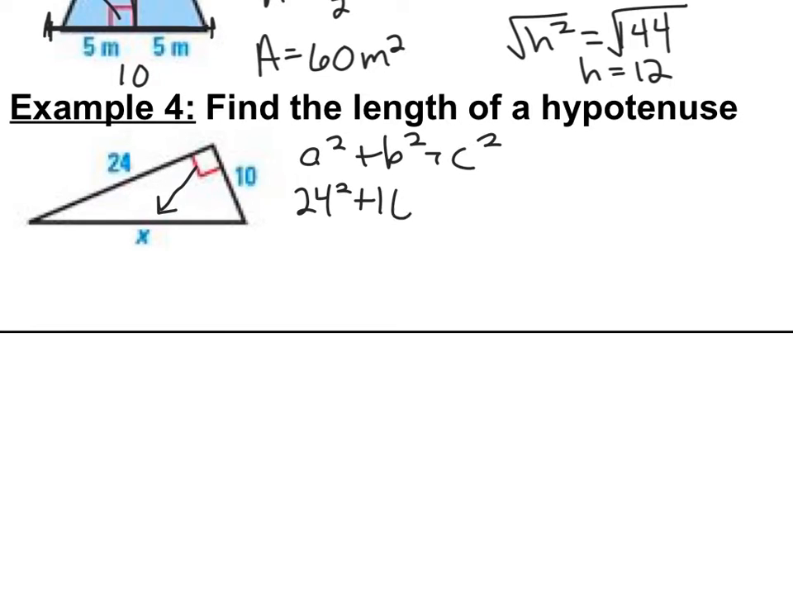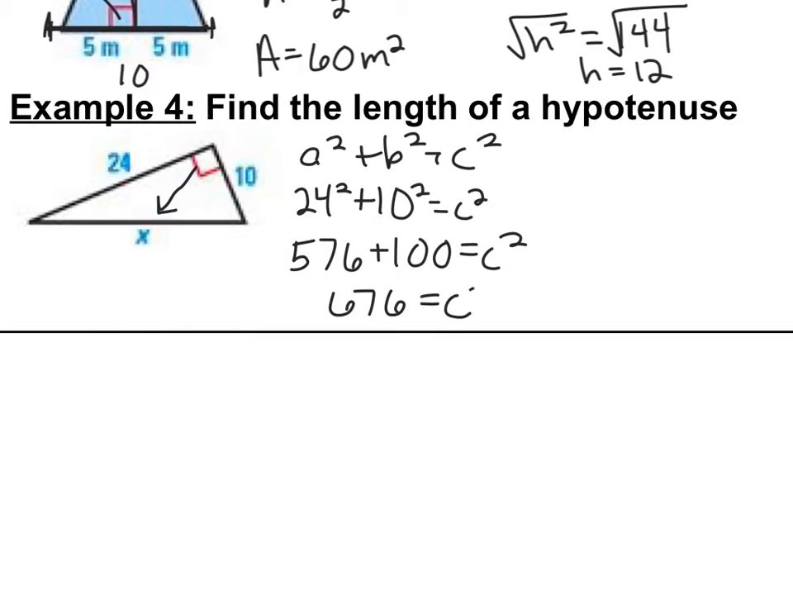24 squared plus 10 squared equals c squared. 24 squared is 576 plus 100 equals c squared. So this is 676. Again, square root both sides. The square root of 676 is 26. Again, a Pythagorean triple. Okay?